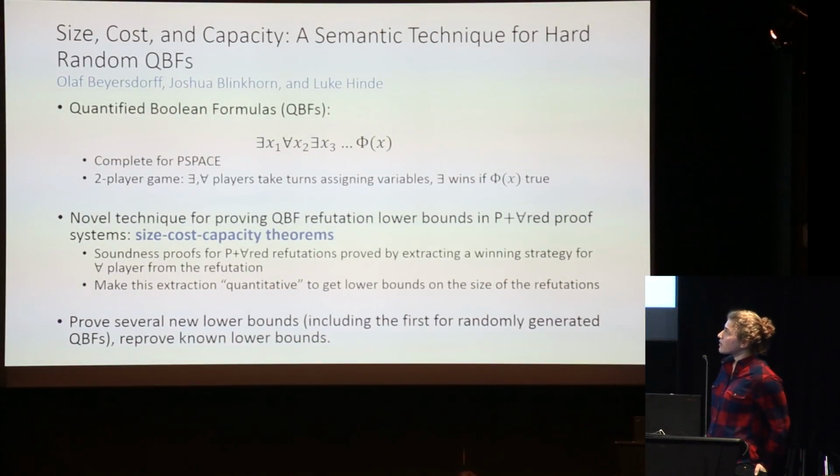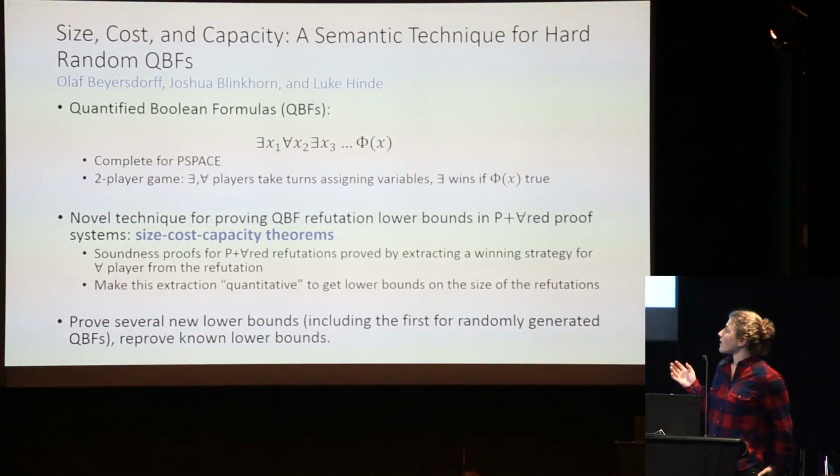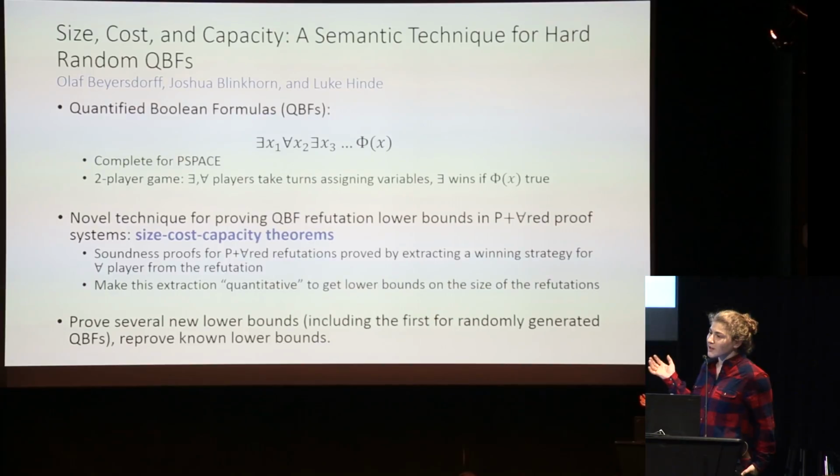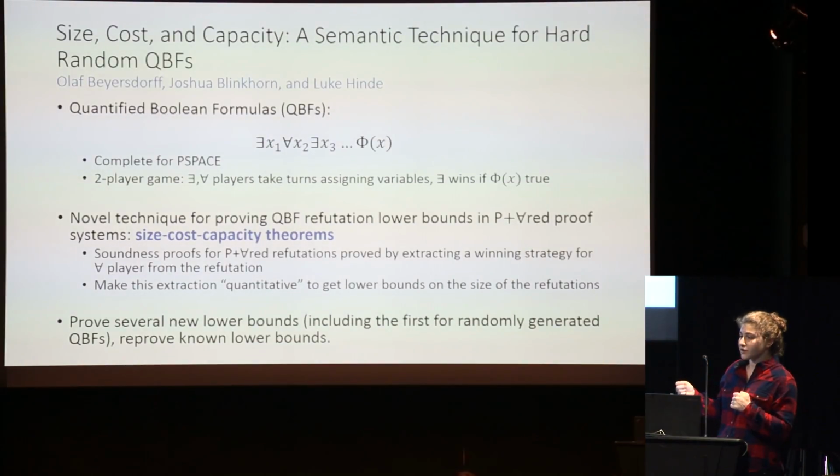So the first paper is about refuting quantified Boolean formulas, or QBFs. You might remember QBFs from a long time ago, or you might work with them every day, but for those of you who need a reminder, a quantified Boolean formula is just a Boolean formula where I'm allowed to put as many quantifiers as I want beforehand. This is a complete problem for PSPACE, maybe the canonical complete problem for PSPACE. It's common to think of it as a two-player game where the exists and for all players take turns assigning variables. The exists player wins if there is an assignment that satisfies the Boolean formula, and the for all player wins if there's not one.